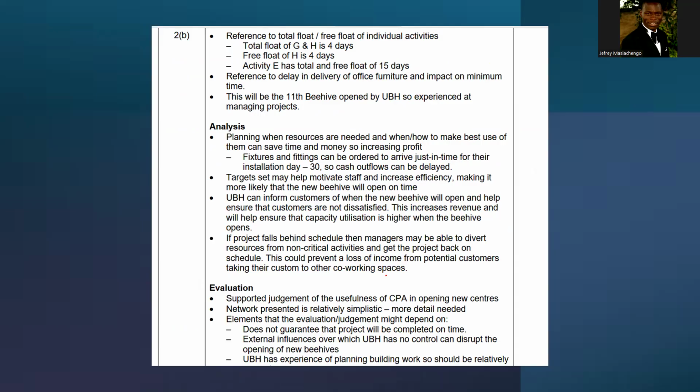Then I want you to look at the analysis. In the analysis, we are saying these are elements that the evaluation or judgment might depend on. It does not guarantee that the project will be completed on what? On time. So it's a plan. It's not a guarantee that the project will be completed in what? 43 days. External influence over which UBH has no control can disrupt the opening of the new beehives. So external factors can actually affect the opening.